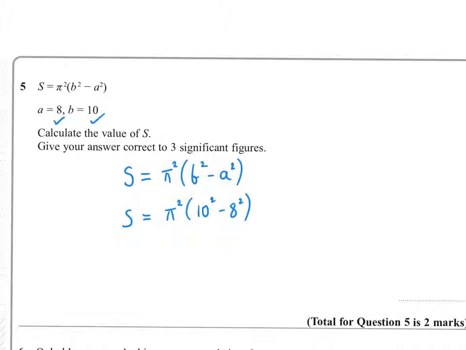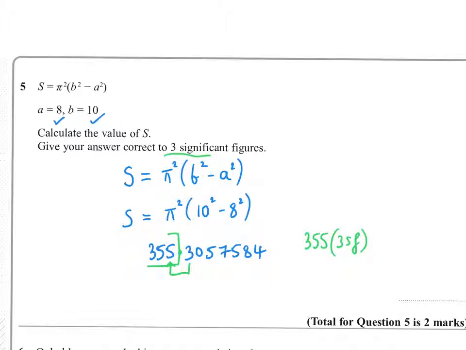So pi first, so pi squared, and then we're opening a bracket, and then we've got 10 squared minus 8 squared, and then we're going to close the bracket, and that gives me 355.3057584, and to 3 significant figures, well, this 3 is not going to have any effect on this 5 here, so 355 to 3 significant figures.